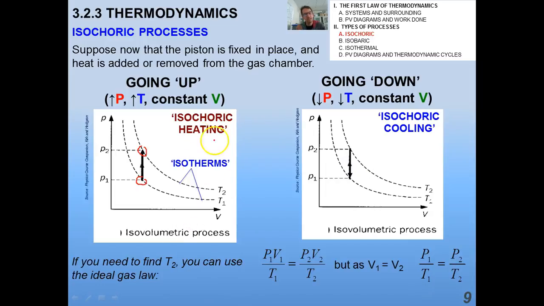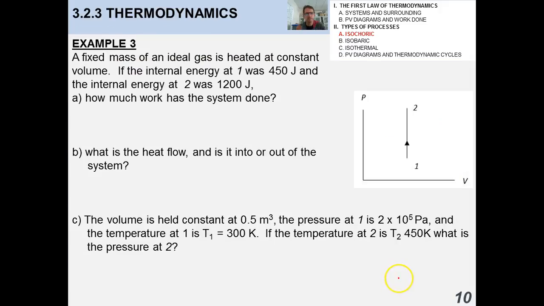If you need to find T2 in a problem-solving situation, you can always use the ideal gas law in this form, where V1 equals V2, as we did before. So here's an example of this. Go ahead and pause the video and try this one on your own. You know that you have an isochoric or isovolumetric situation when you have a vertical process on a PV diagram.